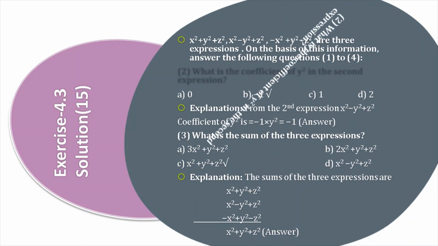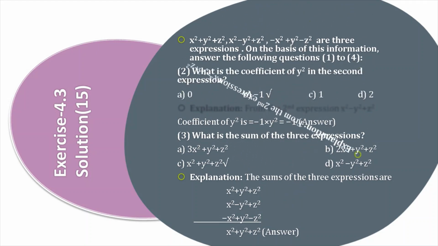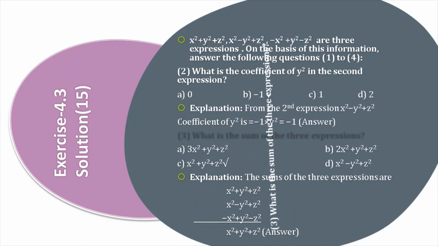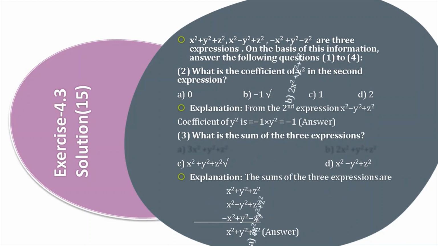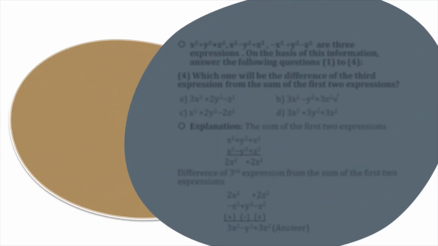So this is question number 15, number 2, and the coefficient of y square would be minus 1. Very important question. And what is the sum of the three expressions? As you can see, if we arrange the similar terms one by one, then we can easily find the solution. So the answer will be x square plus y square plus z square. That is the last question, my dear, of number 15.